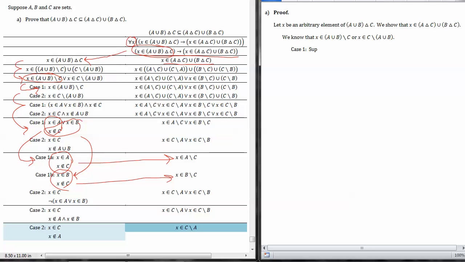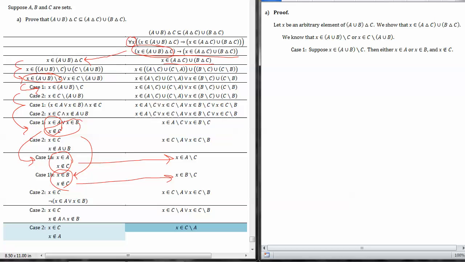Case 1, suppose x is in A union B minus C. Okay, so then we had either x is in A or x is in B, right? And then my parentheses are going to turn into a comma here. And x is not in C. Good.